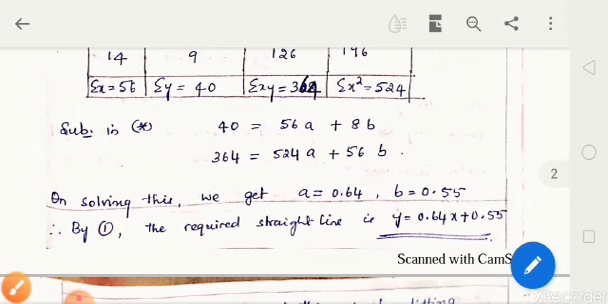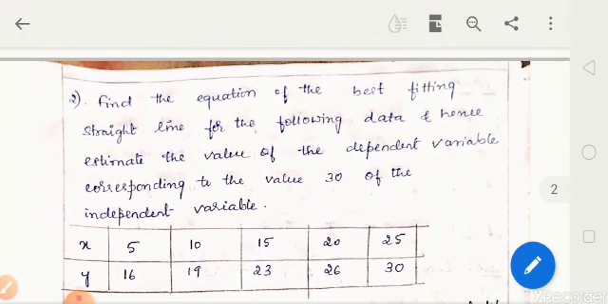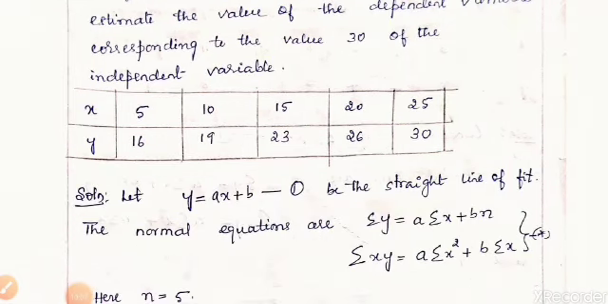Take one more example. Here the question is, find the equation of the best fitting straight line for the following data and hence estimate the value of the dependent variable corresponding to the value 30 of the independent variable. X values 5, 10, 15, 20, 25 and y values 16, 19, 23, 26, 30. We will start the solution.